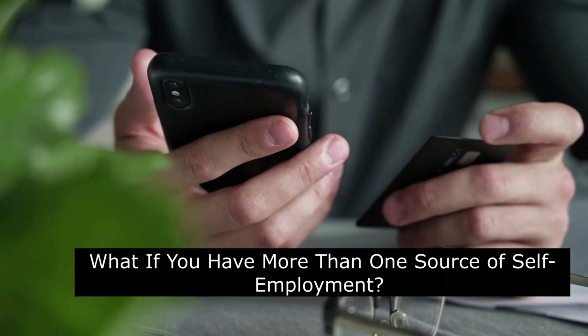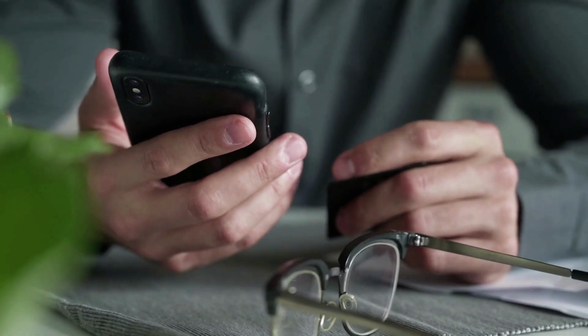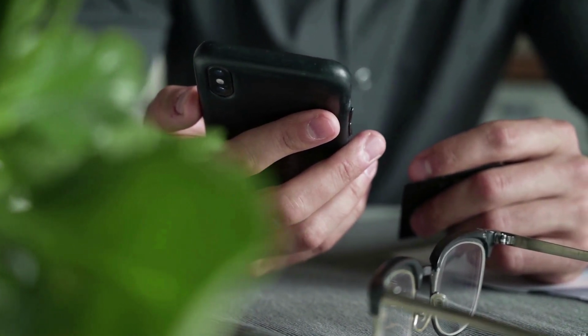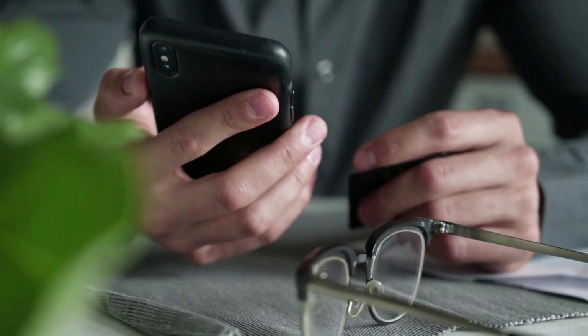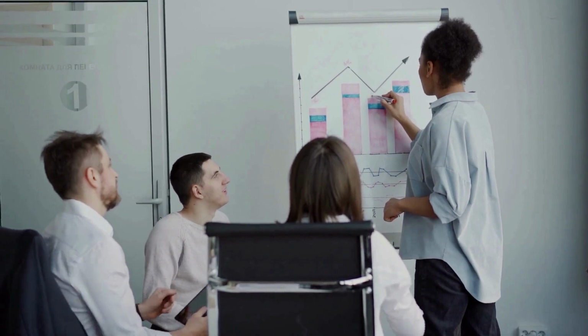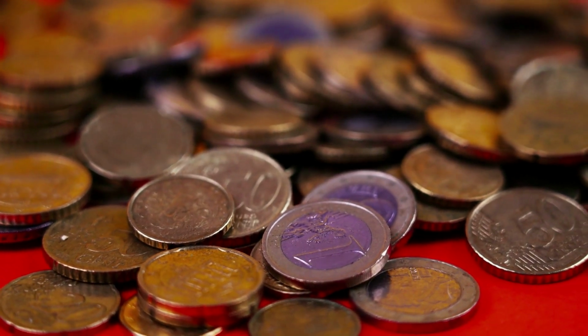What if you have more than one source of self-employment? You may have more than one source of self-employment. Both portions of self-employment taxes are to be paid on all income sources, except where you earn less than $400 in the whole year from any single source.